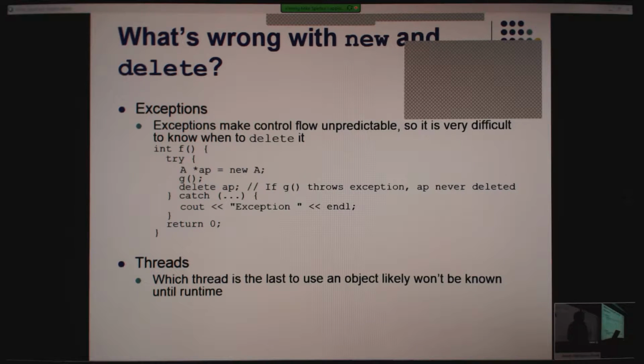The other problem is threads also make memory management more indeterminate than you would like them to be. Because if you have an object that's shared between threads, you don't really know until runtime which is the last thread to use the object. So you can't safely put the delete anywhere in your code.